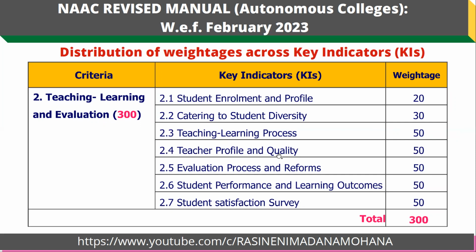Then 2.4, teacher profile and quality, 50 weightage. Then 2.5, evaluation process and reforms, 50 weightage. Then 2.6, student performance and learning outcomes, 50 weightage. Then 2.7, student satisfaction survey, 50 weightage. The total weightage across all the 7 key indicators in criterion 2 is 300. So criterion 2 having highest weightage across all the 7 criteria for autonomous colleges manual.